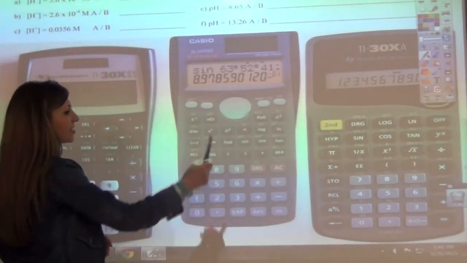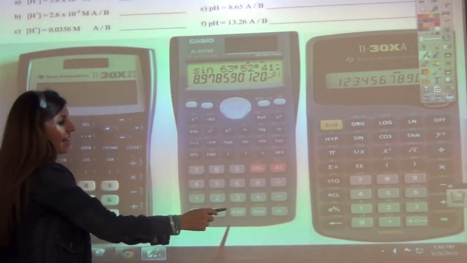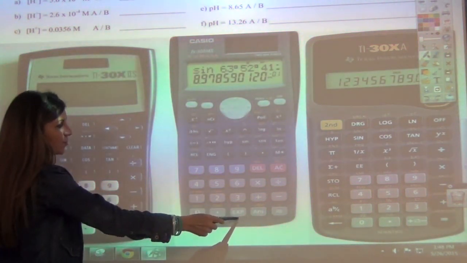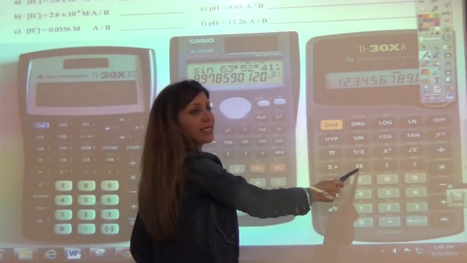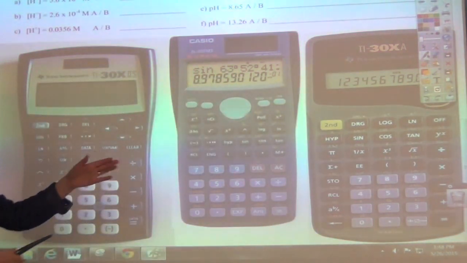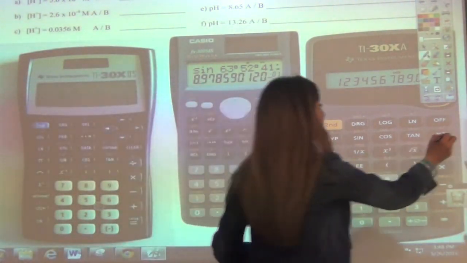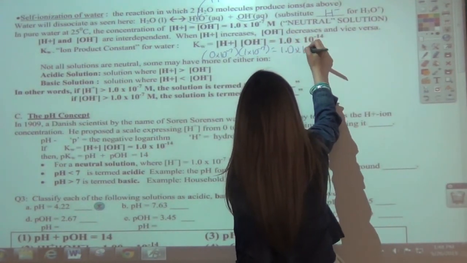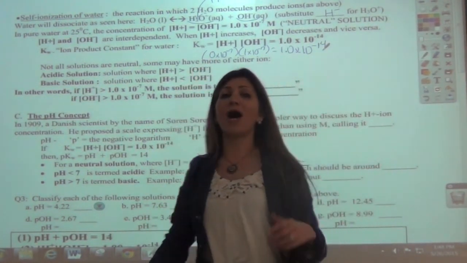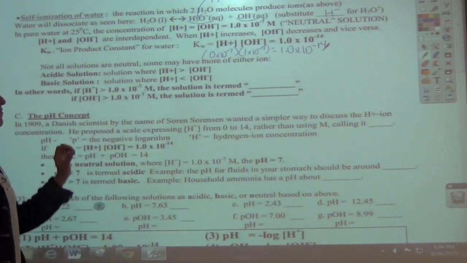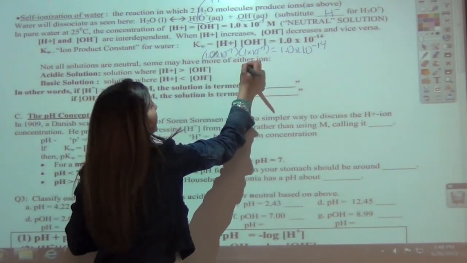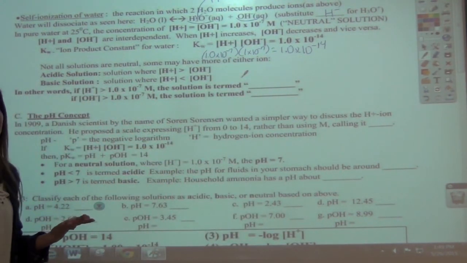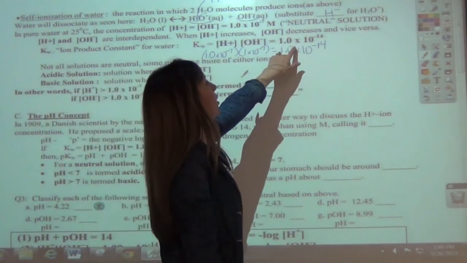Now, if you have the Casio, then what you would do is you would hit the 1, and then you hit the E button, negative 7, again, times 1 times 10, that's the exponent button, negative 7. If you have this kind, you have the EE button right there. So depending on what kind of calculator you have, remember your E will be in a different place. When you do that, you should see that you get 1 times 10 to the negative 14, which is what it says here. So the ion product constant for water, that's all they're doing is saying that when both of your values are 1 times 10 to the negative 7 and equal, like it is for pure water at 25 degrees Celsius, then they'll both equal that value.